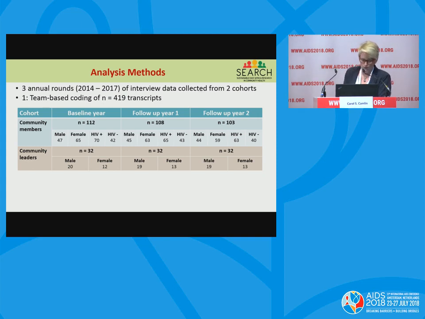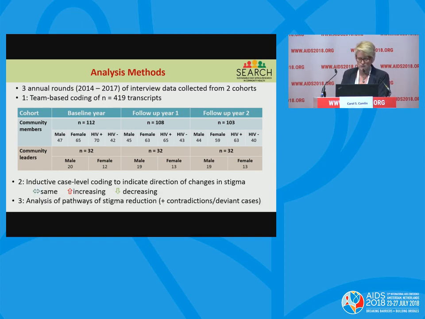And this process began with team-based coding. Our data collectors are engaged in our analysis process. So coding of over 419 transcripts, not all at once, followed by inductive case-level, person-by-person, row-by-row coding that indicates a change in direction of stigma over time. And the final stage that I'm working on now is really an analysis of pathways of stigma reduction, including contradictions to those pathways in deviant cases.